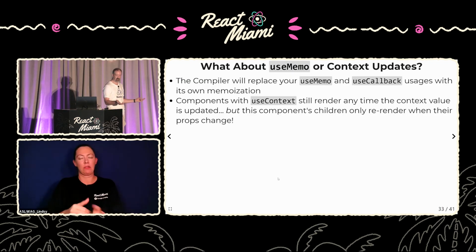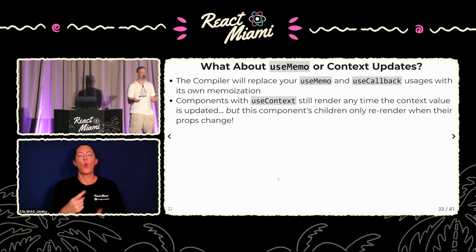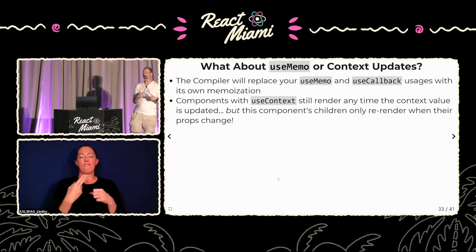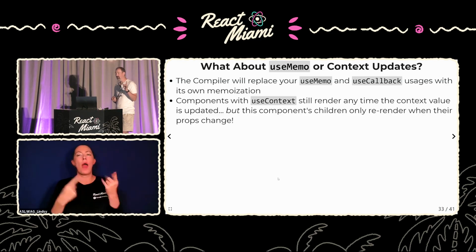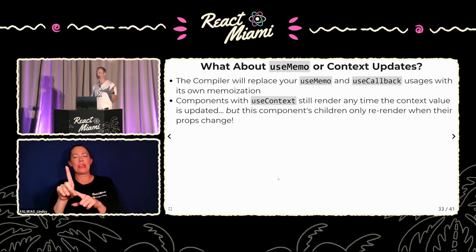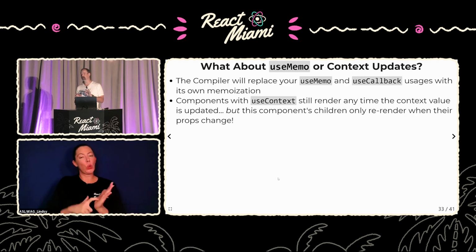What happens if you already have useMemo in your component? What happens when you do read from context? Well, if you actually try this, you'll see that the compiler will look for your useMemo and useCallbacks. It'll actually replace them with its own logic, if possible.